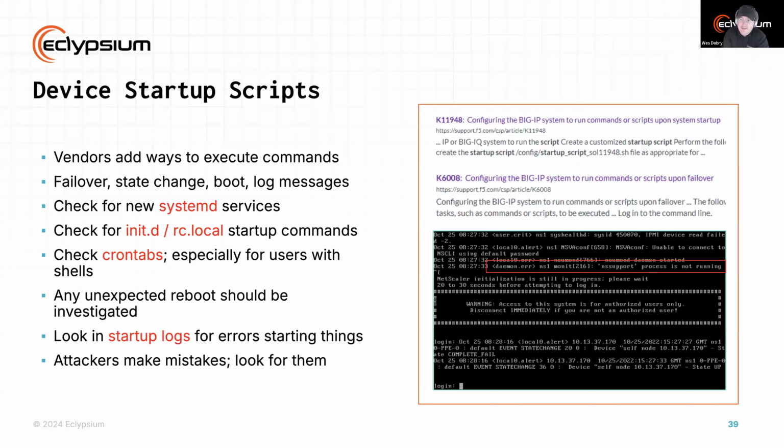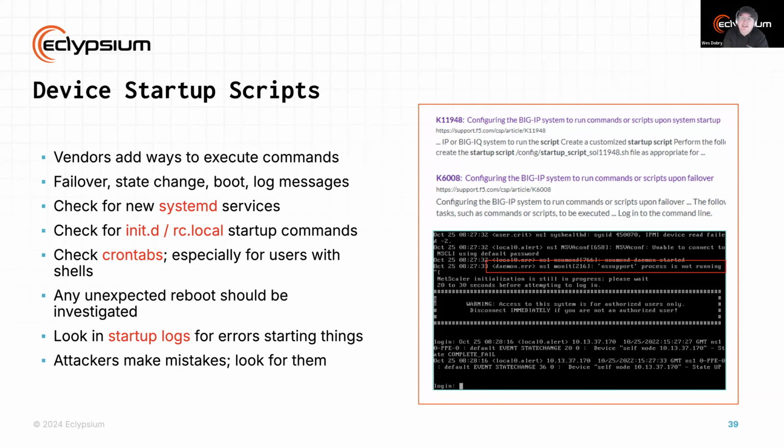So another area to actively monitor is on-device startup scripts. Vendors will always have ways to execute commands, whether it be via cron or initd or whatever those situations are. But monitor these for things like new services, new init scripts, new entries in your crontab. Of course, an unexpected reboot should always be investigated, and the startup log should be reviewed to see if there were any errors starting things.